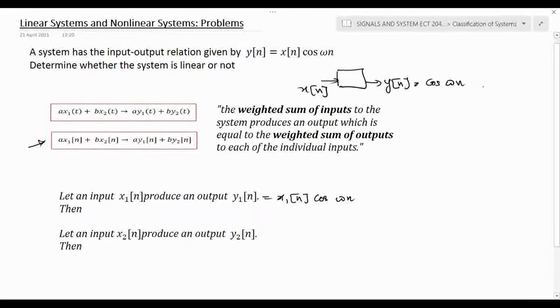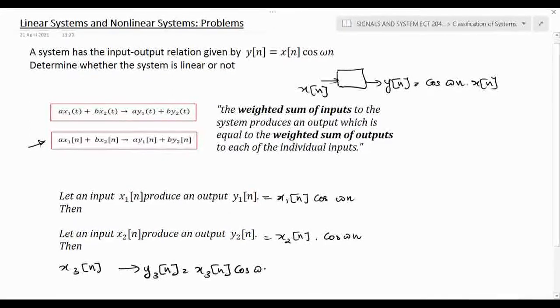It will multiply with cos omega n into x of n. So this will be the output. And for the second case, here it is x2 of n into cos omega n. Now we'll consider the third input, x3 of n, and it produces an output y3 of n, and y3 of n is equal to x3 of n into cos omega n.